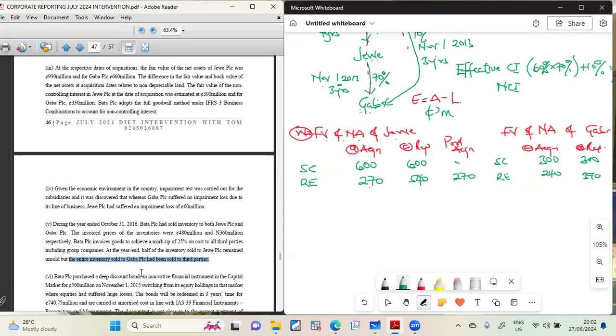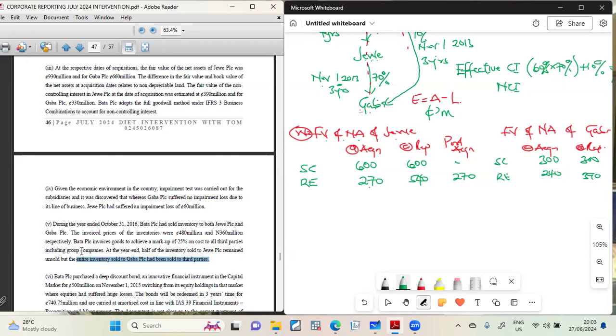Okay, so that one has been sold. So we don't have a problem. There is no inventory still in stock. So as far as this one is concerned, there won't be any provision for unrealized profit. It has been sold. There is no inventory still in stock, because PUP is calculated on inventory that is still in stock.